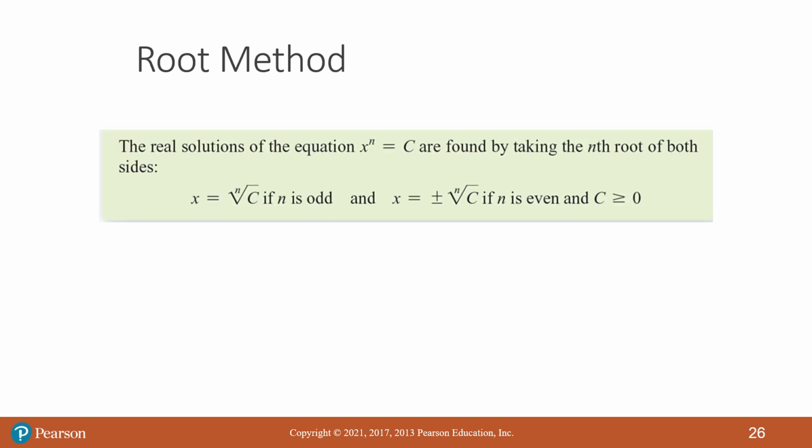Now, we've looked at the root method in other aspects, but here we're going to look at the root method in terms of larger exponents. It says the real solutions of the equation x raised to the n equals c are found by taking the nth root of both sides. x equals the nth root of c if n is odd, and x equals plus or minus the nth root of c if n is even and c is greater than or equal to 0.